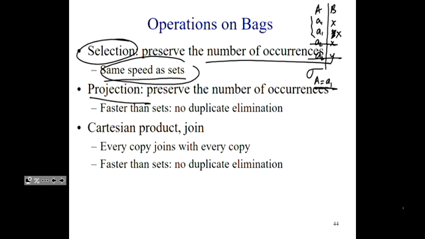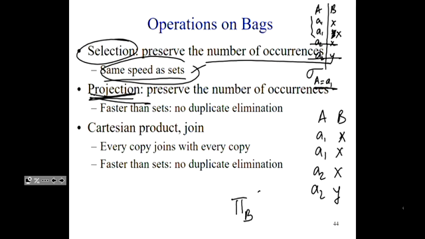The speed for this operation is roughly the same as the speed for sets, so there's no real benefit to performing selections using the bag relational algebra as opposed to the set relational algebra. However, the projection is actually much faster. Let me use my same example. I have A, B, with A1 X, A1 X, A2 X, A2 Y, and I want to project on B for this relation R.